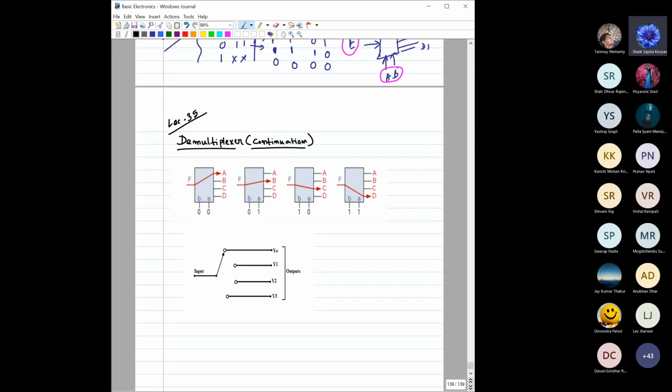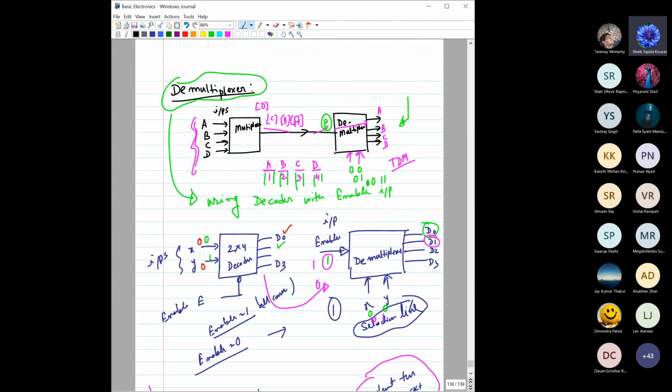In the last class, during the last part, we were discussing the demultiplexer, and we saw how we can use a decoder as a demultiplexer. A decoder has an enable input. For a demultiplexer, the selection lines become the inputs to the decoder, and the enable input becomes the data input.